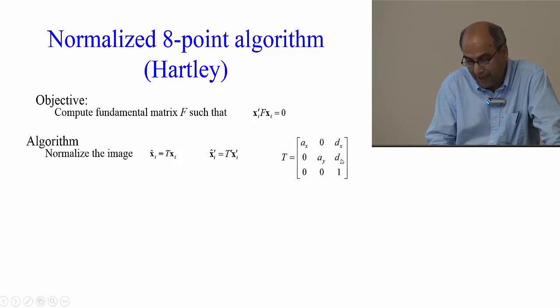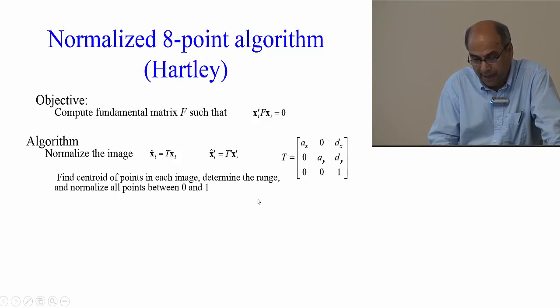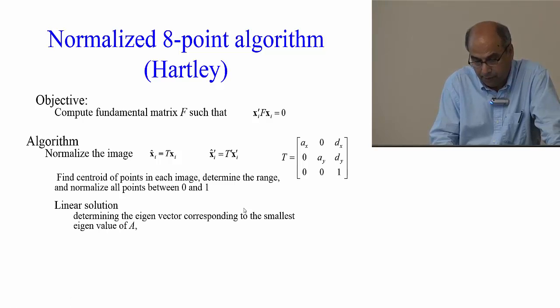That transformation will normalize these coordinates between 0 and 1. So we'll have some scale, and then also move the origin with a translation. So we will make the centroid of all the points the origin, and we will normalize these x and y coordinates between 0 and 1. So that is the first step which we'll do in the 8-point algorithm.